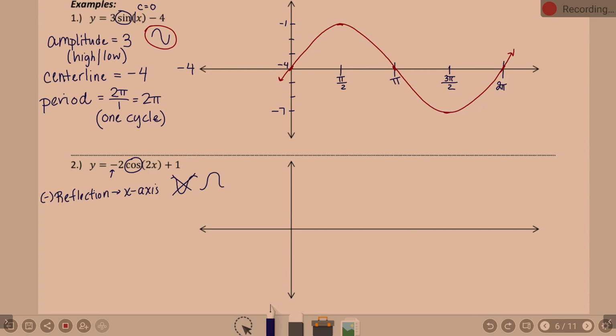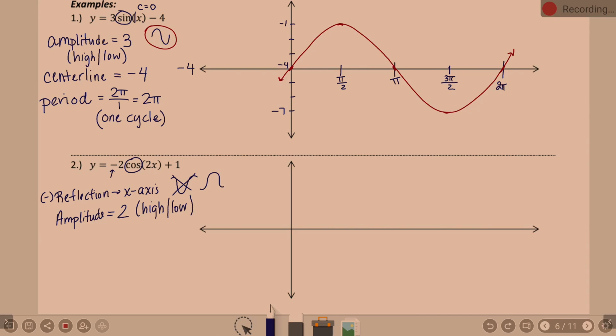Okay. What else do we know besides it's going to be a reflection? Do you guys agree with her? Yes. Amplitude is based on the absolute value of A. A is the number out front. So in this case, A is in front of cosine. That's 2. So that means how high and low my graph goes, right? Okay, so I don't know if you need to write that reminder, but that's what it is.